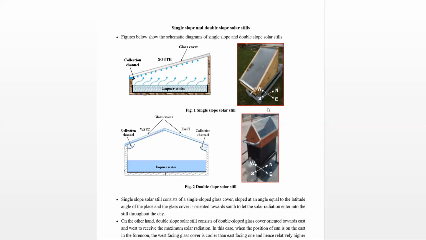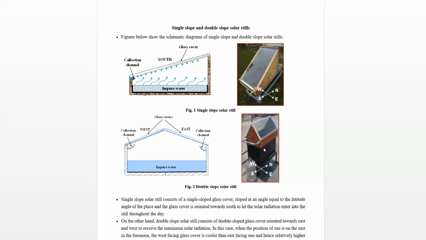And when the sun reaches the other side in the afternoon, in the west, the west facing surface will have higher temperature, and the east facing surface will have lower temperature. So obviously condensation will take place more on the east facing surface. What I want to say is that the condensation takes place on both the surfaces. That is why you may see from this diagram there are collection channels at the bottom edge of both the glass covers.